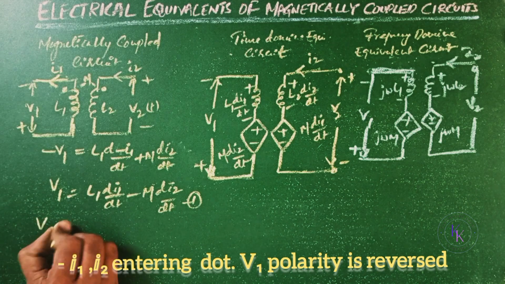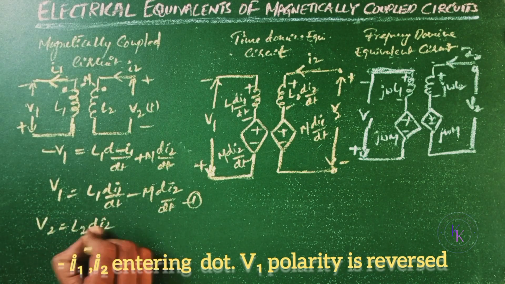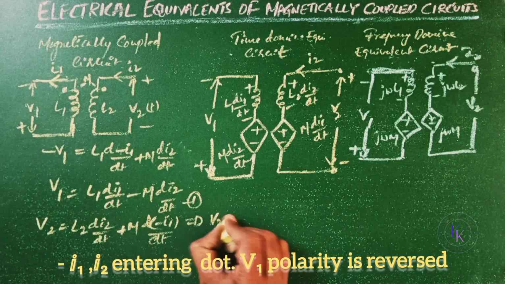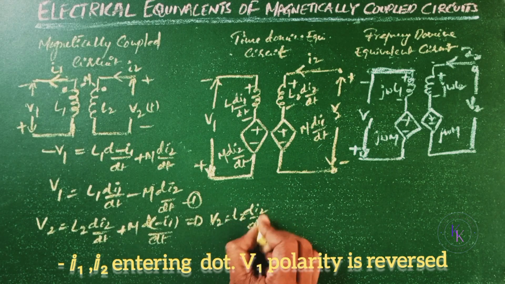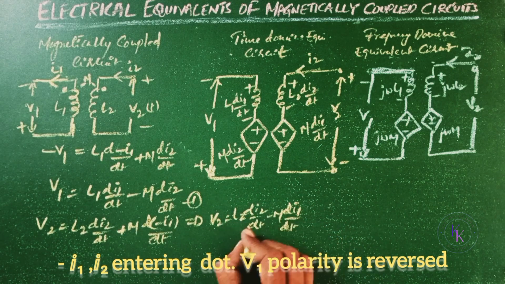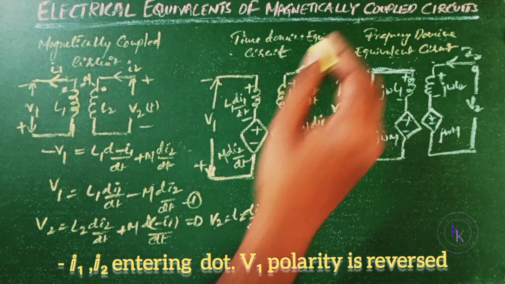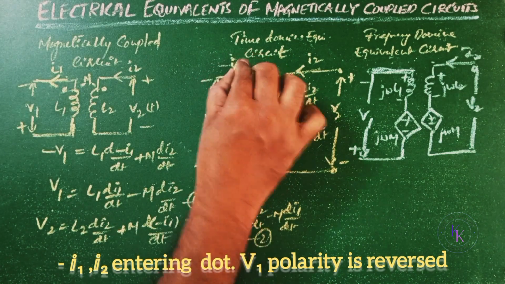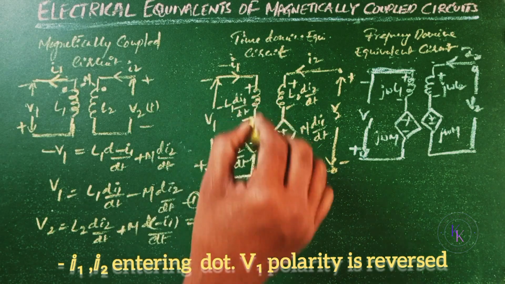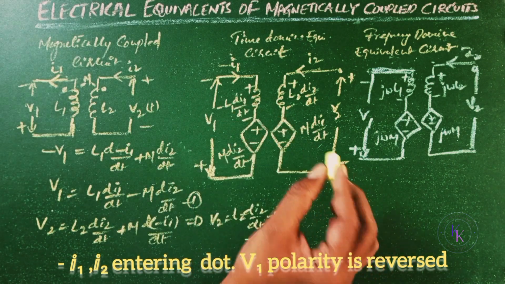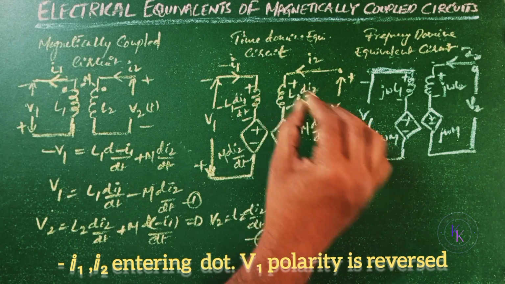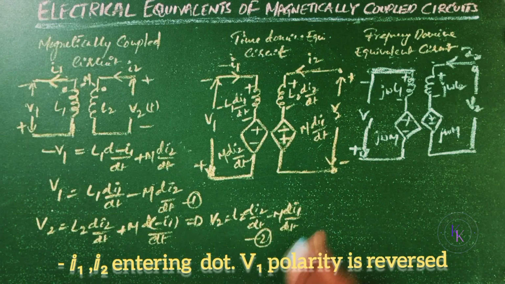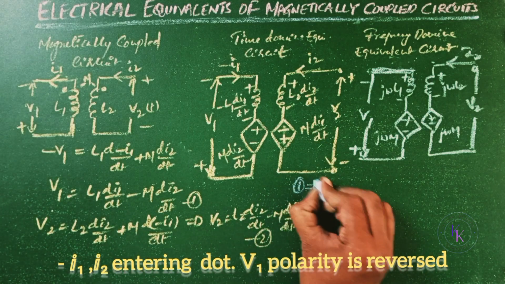Now V2 equals L2 di2 by dt plus M d(minus I1) by dt. Now this can be written as V2 equals L2 di2 by dt minus M di1 by dt. Let it be equation number 2. Then from equations 1 and 2, the time domain equivalent circuit will be as follows. V1 here is the same. The current minus I1 is entering, and negative L1 di1 by dt. This M is positive, and from equation number 2, the same will remain, whereas M is reversed, so minus plus.